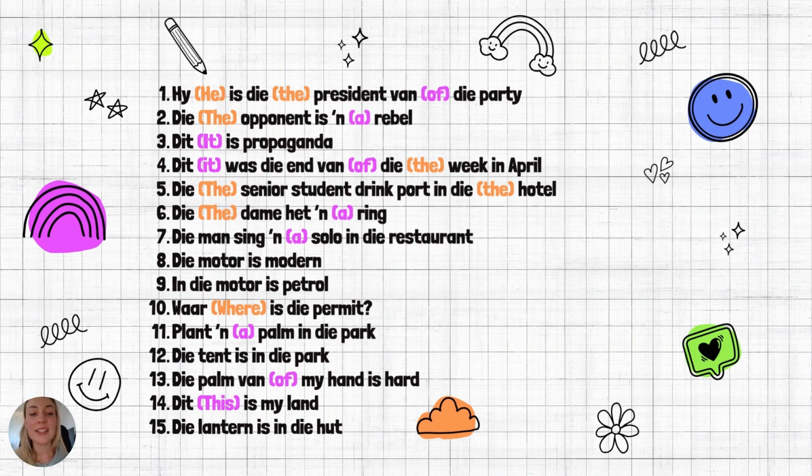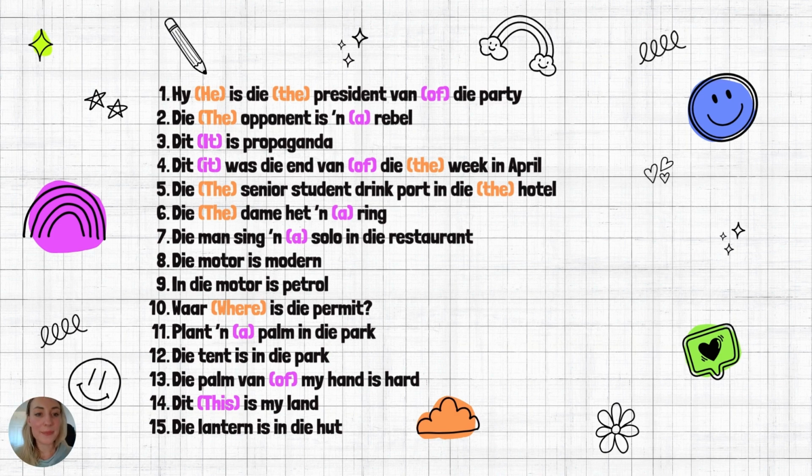Hy is die president van die party. Might sound a bit different when you first hear it, but looking at it on paper, you might realize that there are quite a few words that are the same in English. Second sentence. Die opponent is 'n rebel. The opponent is a rebel.